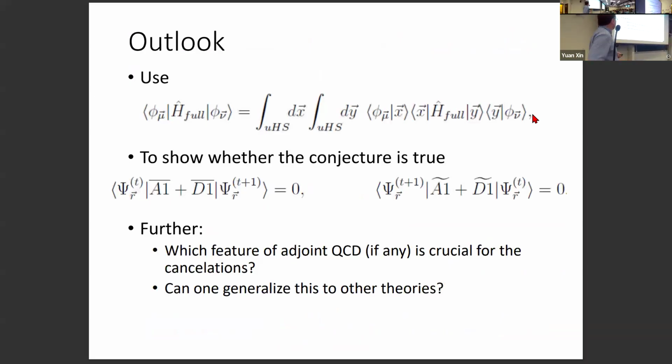So use the setup there to show that these operators' matrix elements actually do cancel between the physical states, and then ask the first question: what kind of symmetry or what kind of feature really went into this? Is this specific to adjoint QCD? Is this specific to QCD anyway? Is this specific to 2 dimensions or something?